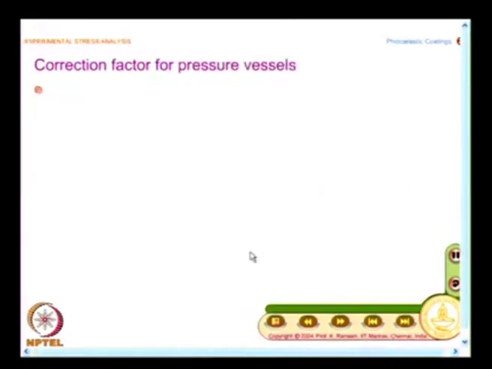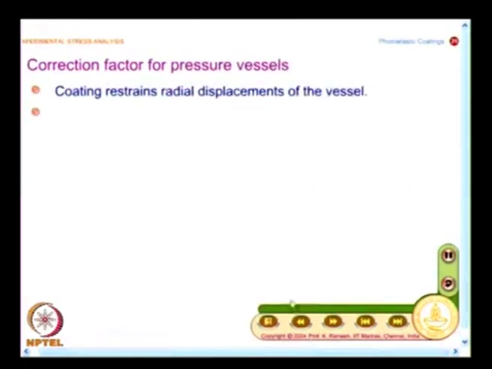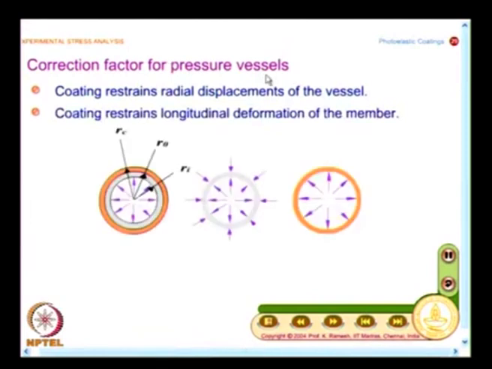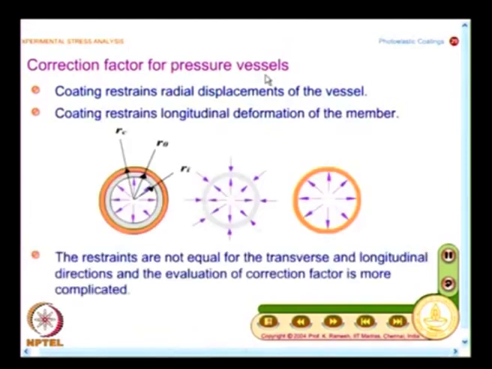And another very important engineering problem is pressure vessels. You look at your household cylinder, gas cylinder, it is a pressure vessel, your cooker is a pressure vessel, your aircraft is a pressure vessel. So, pressure vessels are very important from engineering point of view.